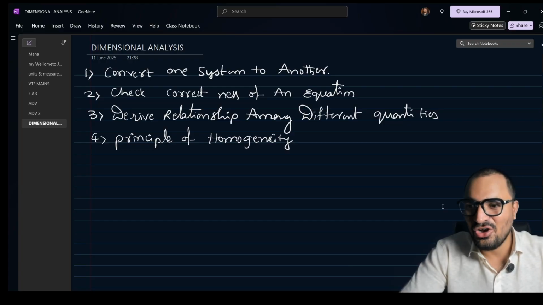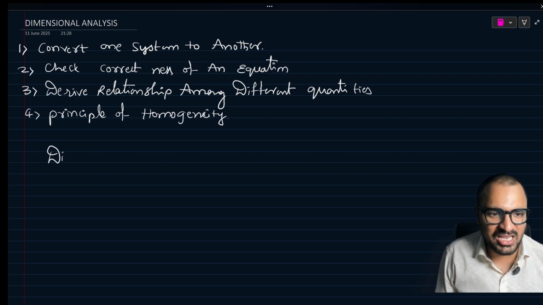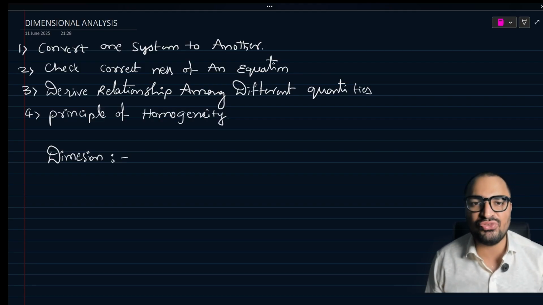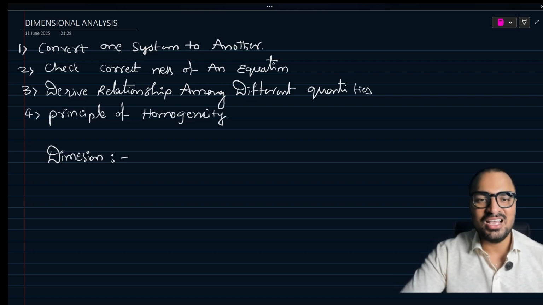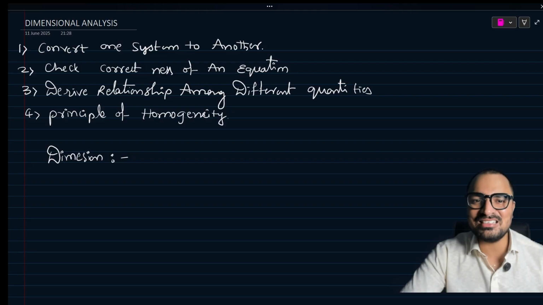In an earlier class, we saw what a dimension is. A dimension is used to represent any physical quantity by raising its power. We have given the dimensions for the basic physical quantities like mass, length and time, and also for the 7 fundamental physical quantities and the derived physical quantities. In this class, we will discuss dimensional analysis and its applications, and where it is useful.